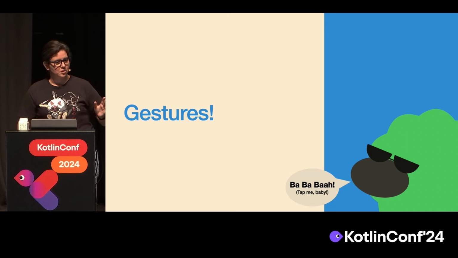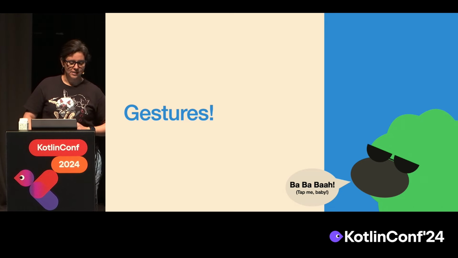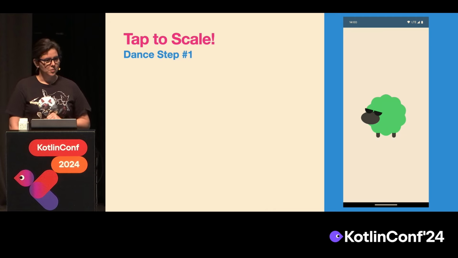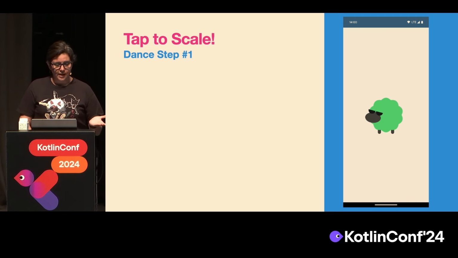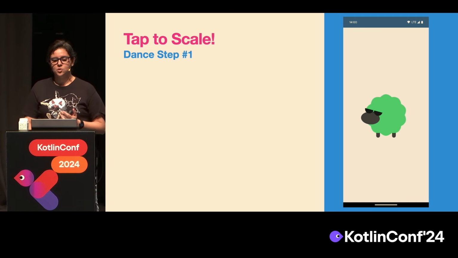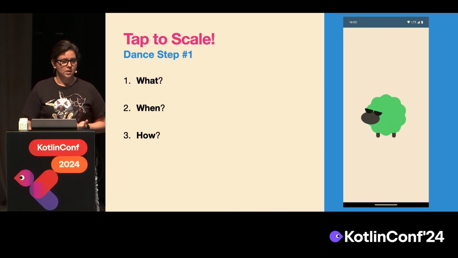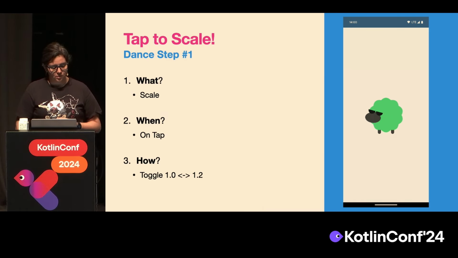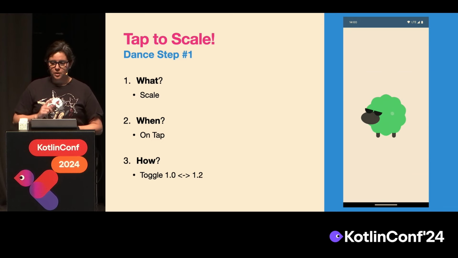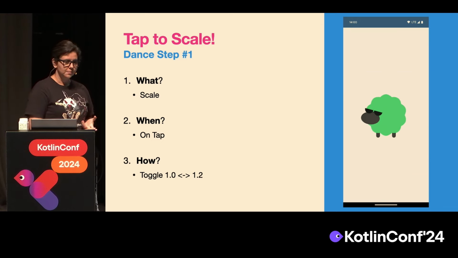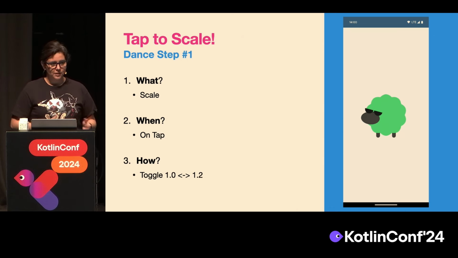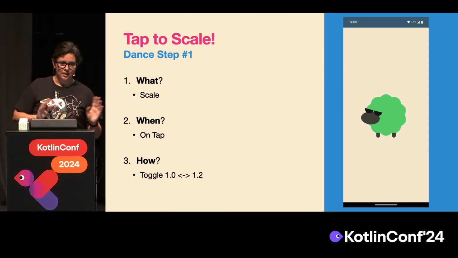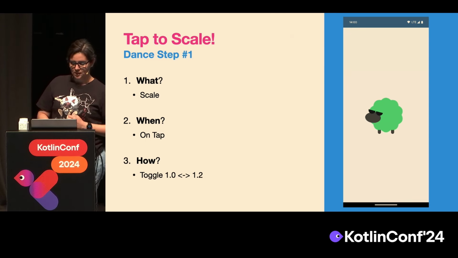In order to start slow, because we're just starting dancing, let's do a classic. Let's do a tap dance move. And in this case, let's do tap to scale. As I said before, the process is just answering three questions: what, when, and how. And in this case, it's pretty straightforward as well. We're going to be changing our scale whenever a user taps on it, and we're just going to be toggling it from 1 to 1.2. These values are arbitrary. I just randomly picked them. I encourage you to just play around and see which numbers make sense for you.